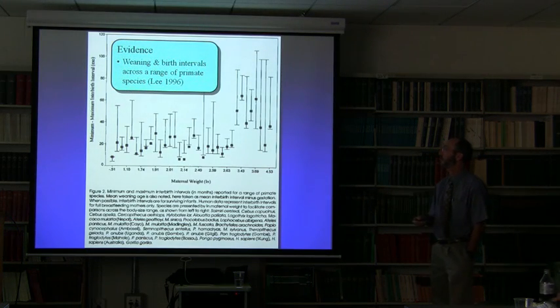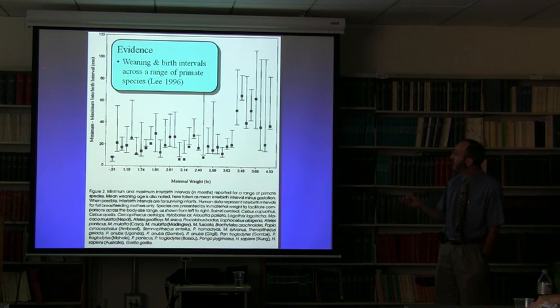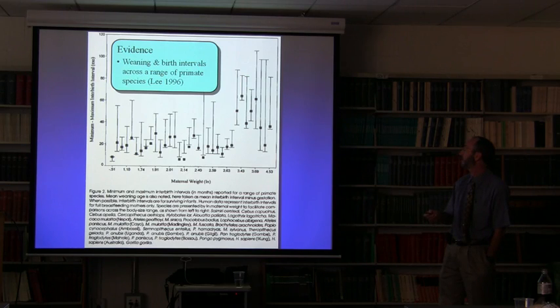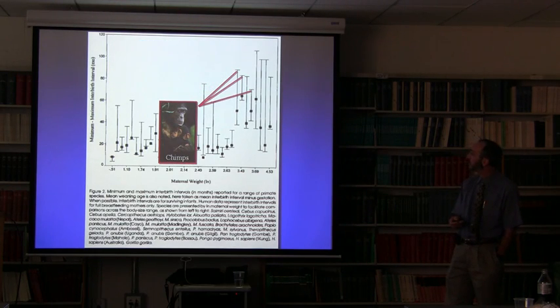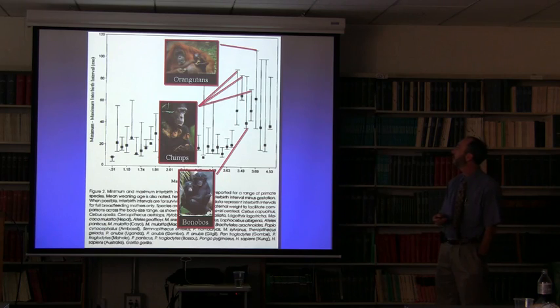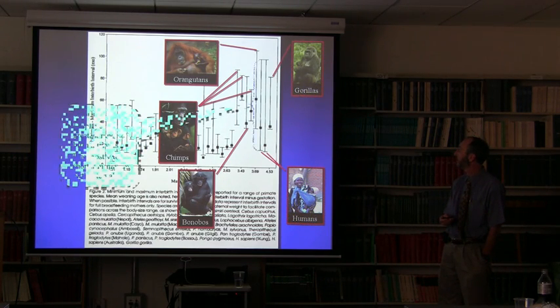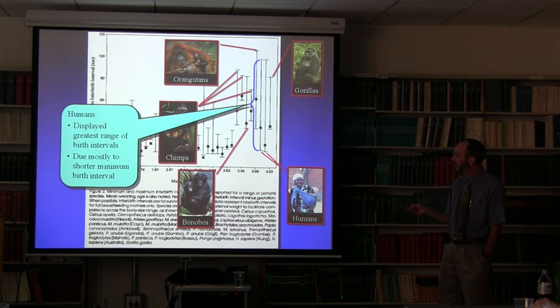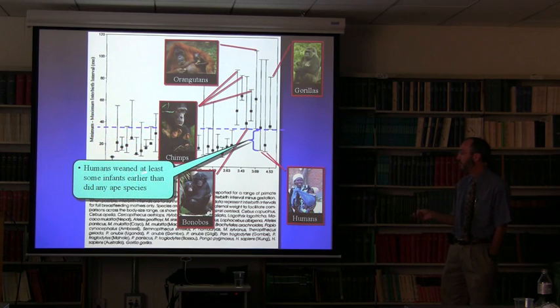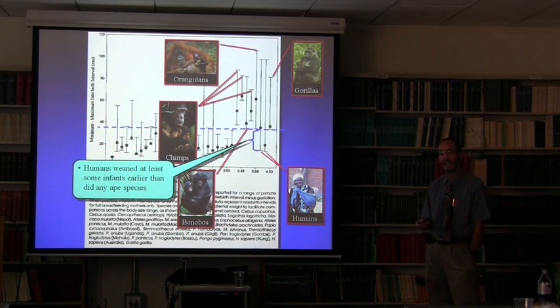A little bit of support comes from this study by Lee, showing weaning and birth intervals across a range of primate species. Here's maternal weight for that species, and here's maximum and minimum interbirth intervals in months. These include chimps, bonobos, orangutans, humans, and gorillas. Humans displayed the greatest range of birth intervals, due mostly to a shorter minimum interval. That is, humans weaned at least some infants earlier than did any ape species.